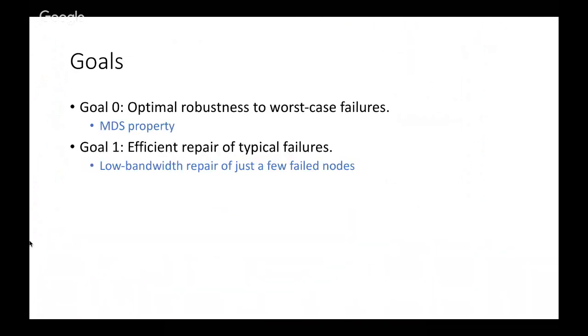Okay, so those are going to be our goals. We're going to want the MDS property. That's what optimal robustness to worst case failures means. And we're going to want low bandwidth repair of just a few failed nodes, in the case that just one or two nodes fail. Great.